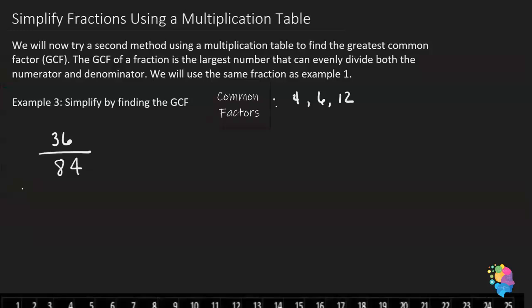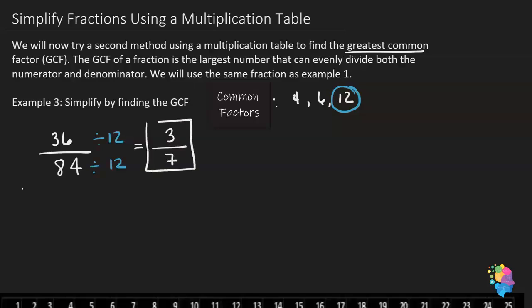But remember, we're looking for the greatest common factor. So that means the one that we're going to use to simplify this fraction is going to be the 12. So I'm going to divide both the numerator and the denominator by 12 to make the simplification. So 36 divided by 12 is 3, and then 84 divided by 12 is 7. Notice that this is the same answer that we got back when we did it in example 1 using the prime factorization.